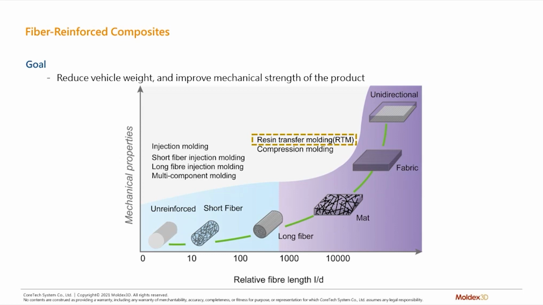So fiber reinforced composite's original goal is to reduce the product weight and also improve the mechanical strength. As you can see in the image, if we talk about fiber length and mechanical properties, we can tell that longer fiber lengths tend to have higher mechanical properties. And RTM materials belong to fabric mat and usually contain long fiber and continuous fiber.